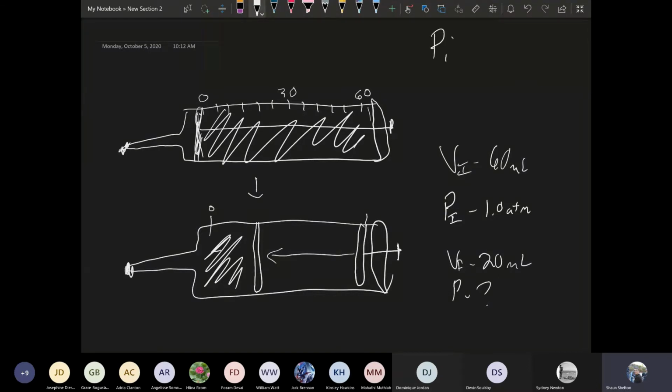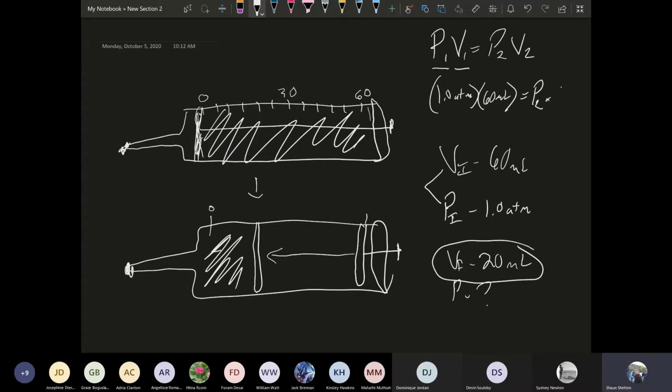And this is where Boyle's Law comes into play: P1 V1 equals P2 V2. We know pressure 1, and we know V1, because they're right here. It started us off at 1 atmosphere. We multiply that by 60 milliliters, and we set that equal to pressure 2 times V2, or in this case, V2 is 20 milliliters.